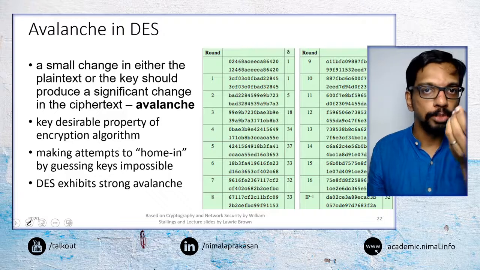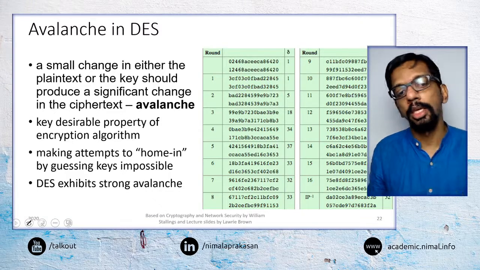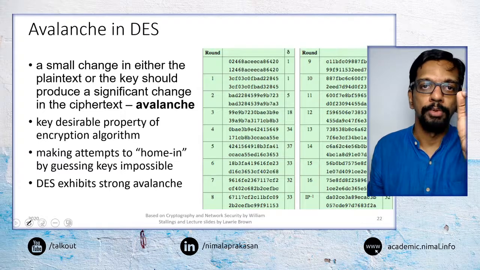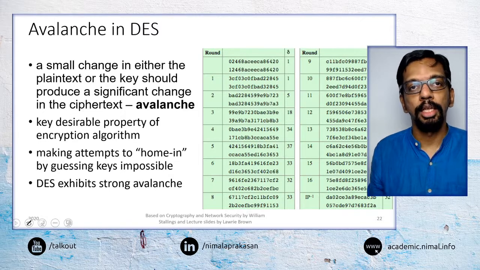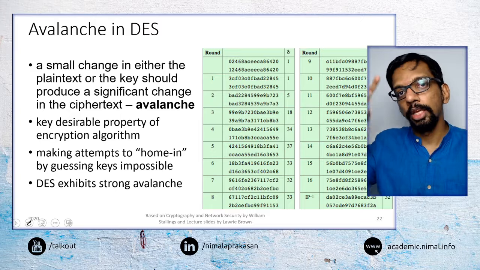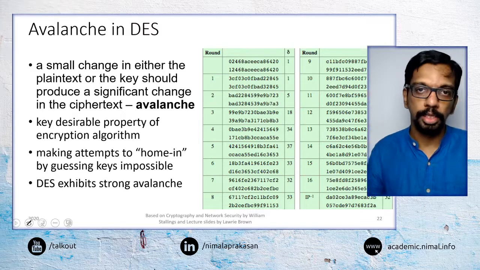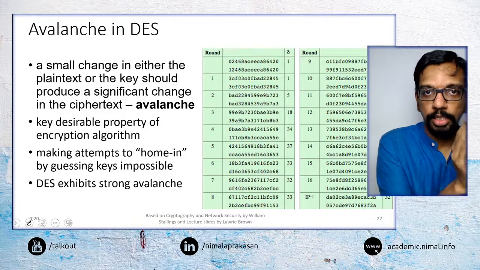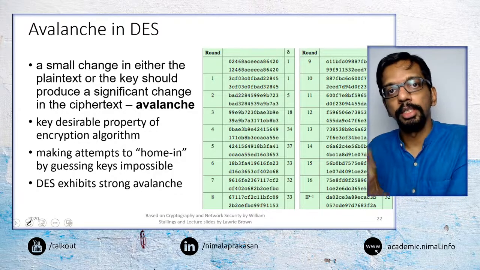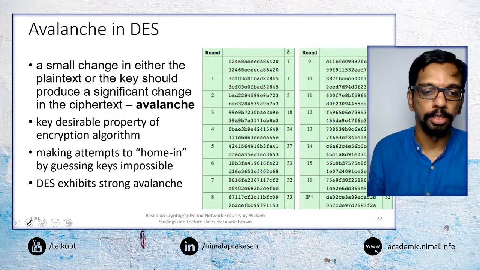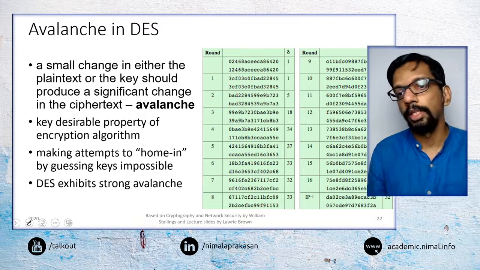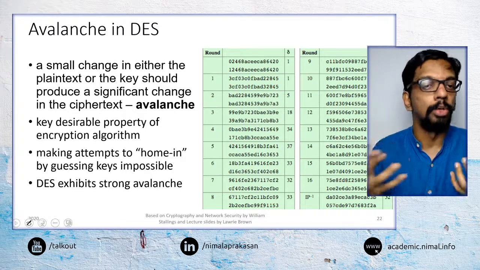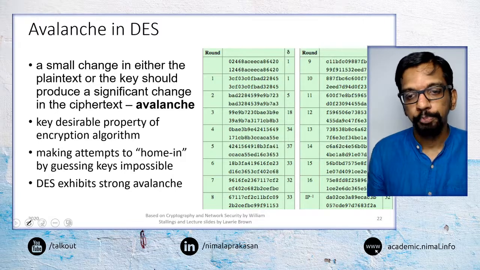That is, if there's a small change in the plain text or a key, there should be a significant change in the resulting ciphertext. So if you change a single letter in the plain text, there should be a bigger change in the resulting ciphertext. The difference in the ciphertext will be significantly larger. That is one of the things that we have in DES. So it has a very good, strong avalanche property.